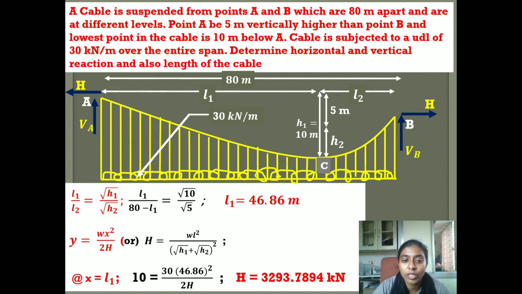So 10 is equal to w is 30, x is this distance L1 at C. The horizontal distance x is equal to L1. So it is 46.86 square by 2h. So we get the horizontal thrust H is equal to 3293.78 kilonewton. You can also use the second formula, H is equal to WL square by square root of h1 plus square root of h2 the whole square. You will get the same answer.